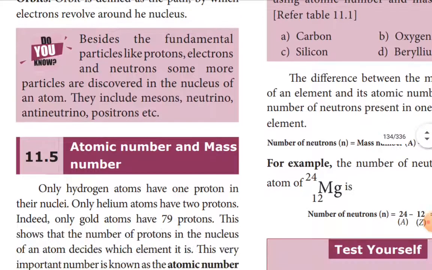Do you know, besides the fundamental particles like protons, electrons and neutrons, some more particles have also been discovered in the nucleus. They include meson, neutrino, antineutrino, positrons, etc. These particles do not play a very vital role in the stability of the atom, the configuration, the chemical reaction and the mass structure. That's why we are not considering them. Proton, electron and neutron are the three fundamental subatomic particles of an atom.